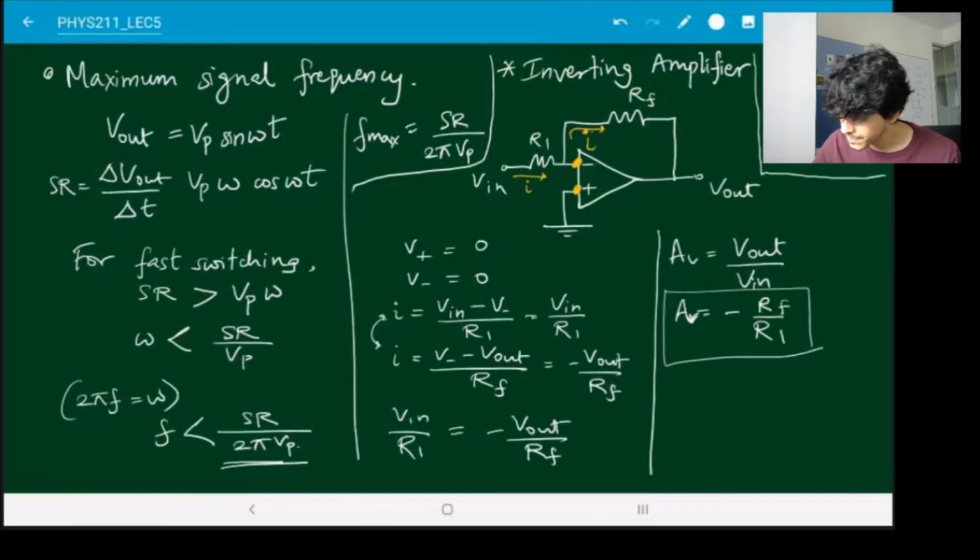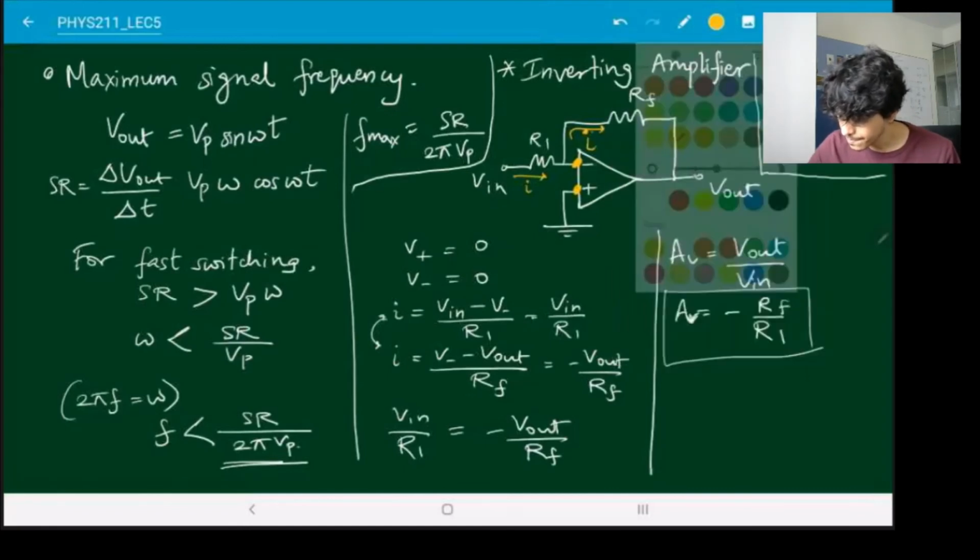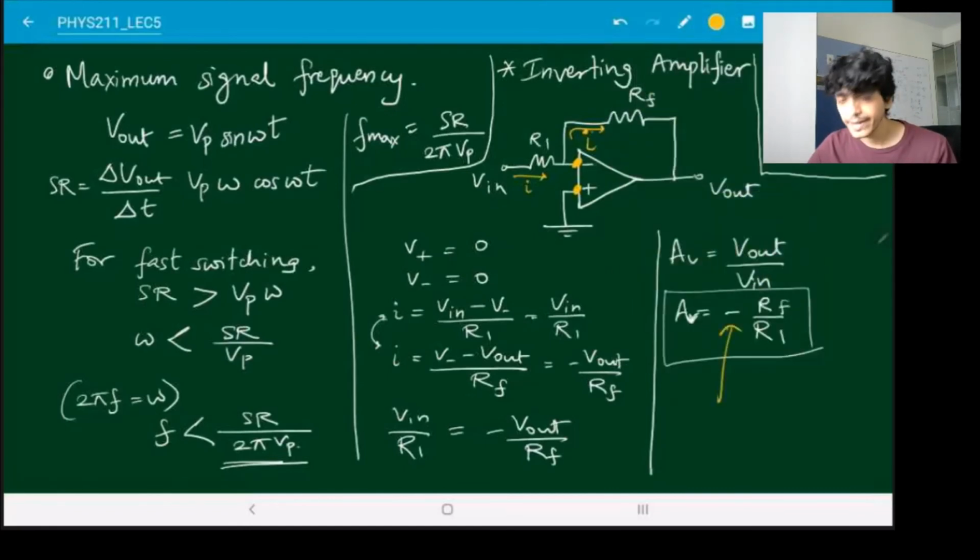I want to specify a few things over here. Firstly, the negative sign. Negative sign implies that the phase of the output is going to be opposite to that of the input. That's why this is called an inverting amplifier. And you can see that the input went to the negative terminal or the inverting terminal of the op-amp. That's why it's an inverting amplifier. The gain is negative.